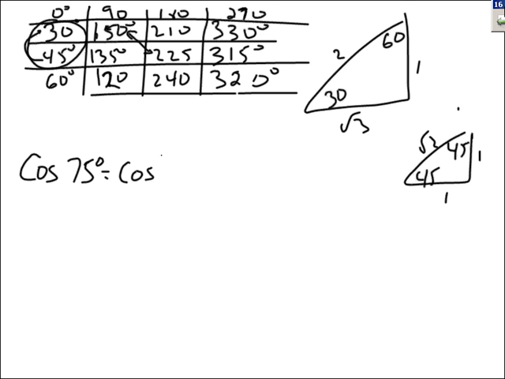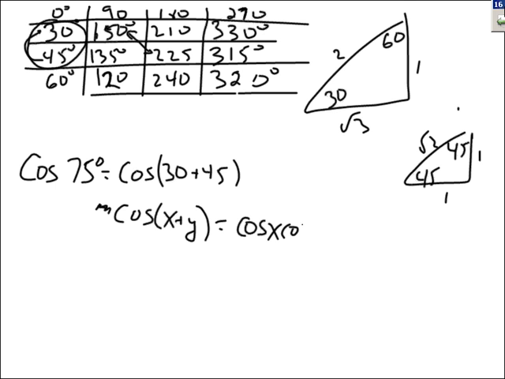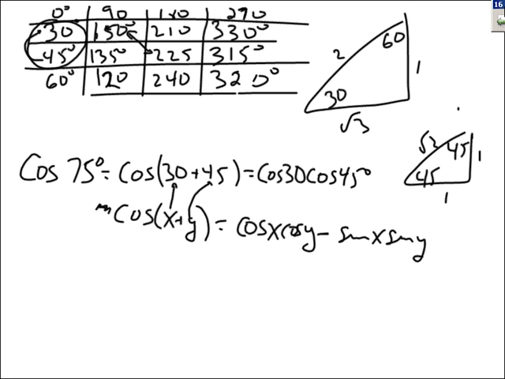This is the same as cosine of 30 plus 45. Well, what is the rule for cosine of x plus y? The rule for cosine of x plus y is the cosine of x, the cosine of y, minus the sine of x times the sine of y, where x is 30 and y is 45. So you get the cosine of 30 times the cosine of 45 degrees. Let's move this triangle out of the way.